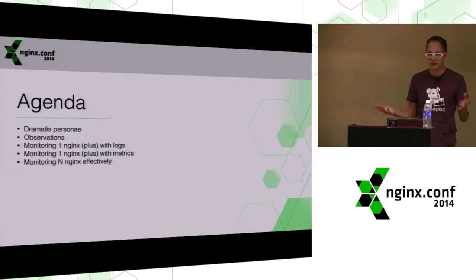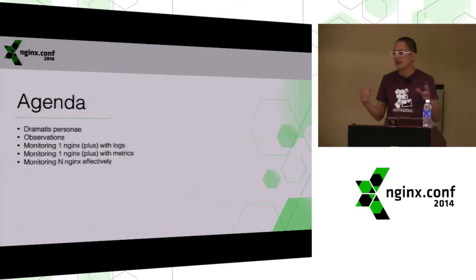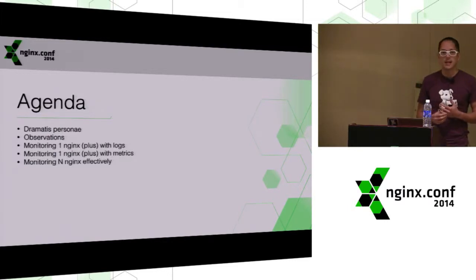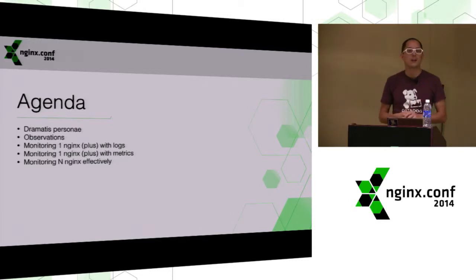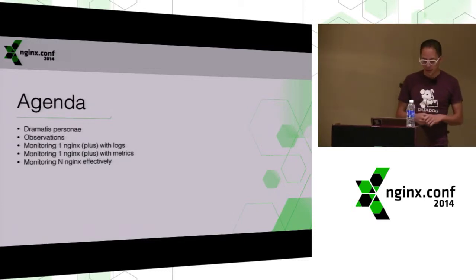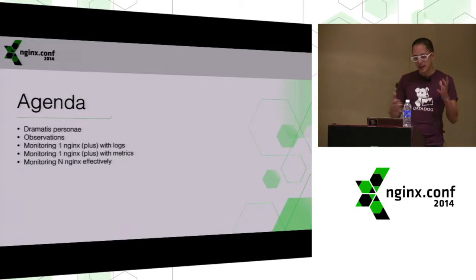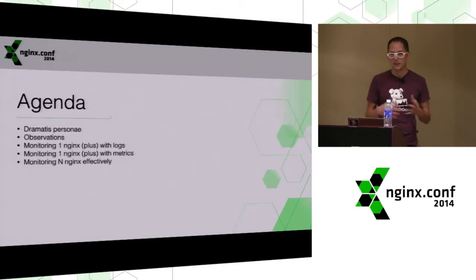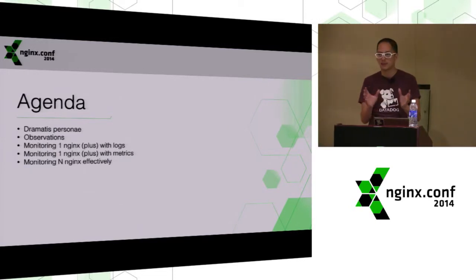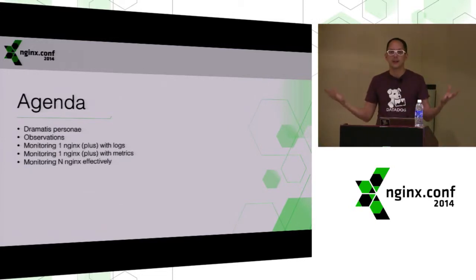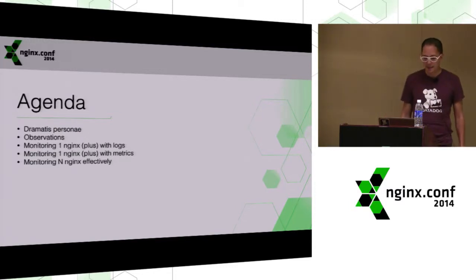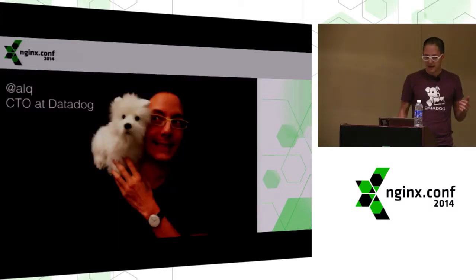First, a presentation of who I am, the context that sort of brought me to present here. Then some observations about Nginx, and it'll become clear why I can make some of these observations. And then walking you through monitoring, how you can monitor Nginx with logs, with metrics, the different ways you can monitor Nginx, and then finally how you can monitor a ton of different Nginx instances. So let's get started.